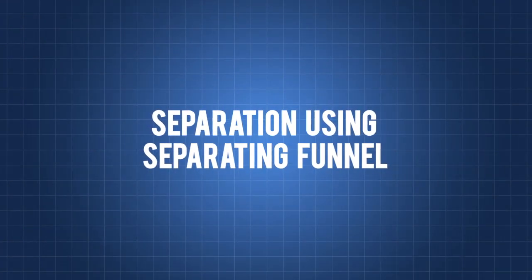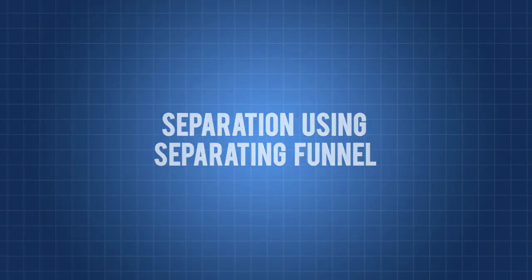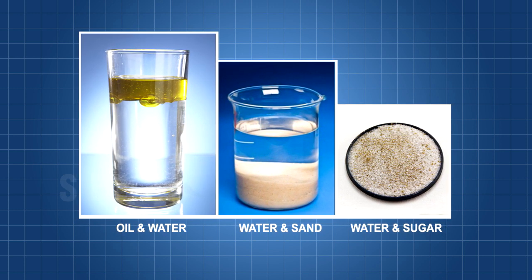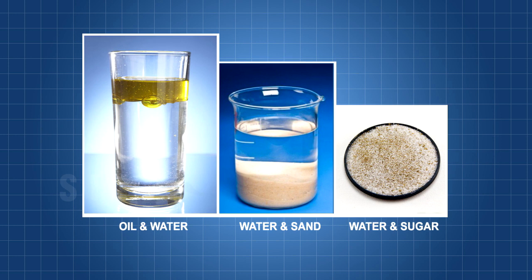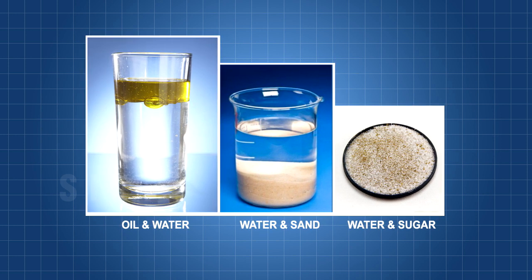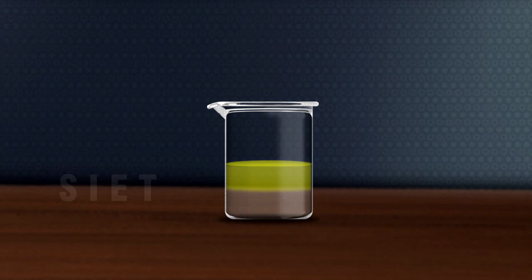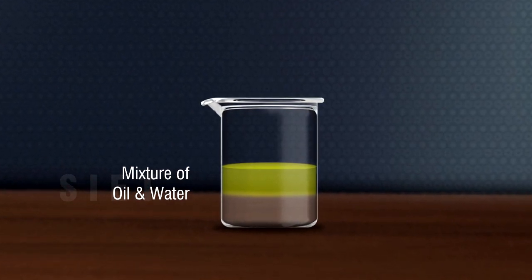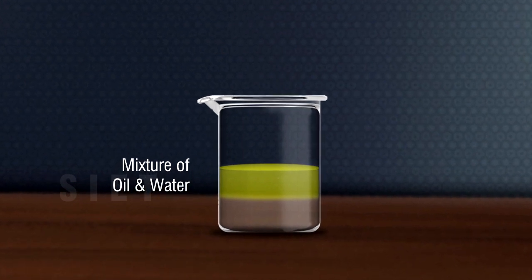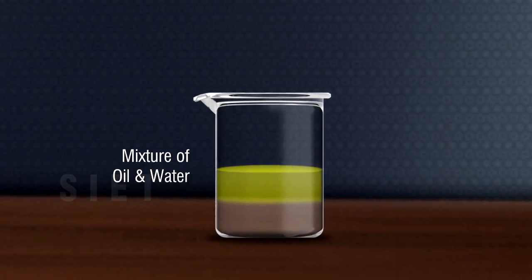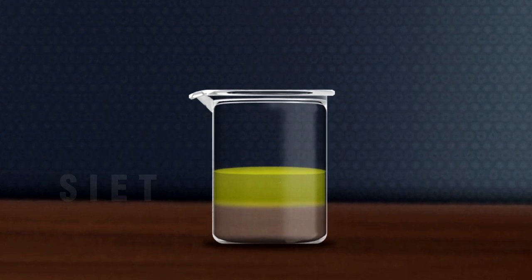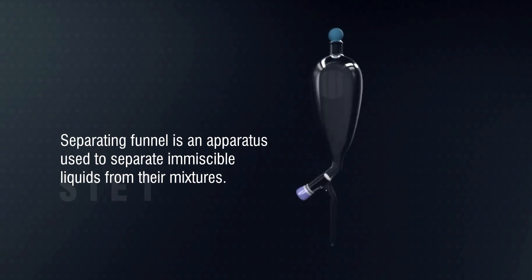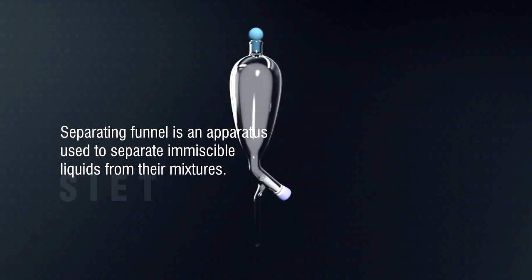Separation of mixture using separating funnel. The choice of the method of separation of components depends on the properties of the components of a mixture. Let us do an experiment to separate the mixture of oil and water using a separating funnel. A separating funnel is an apparatus used to separate immiscible liquids from their mixtures.